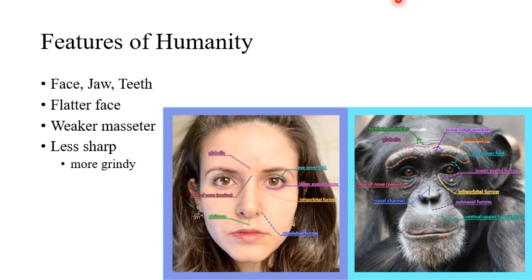Grinding, which also reflected our change to a more omnivorous diet. And this was likely, fire actually probably helped drive this as well, because it just makes the meat more tender and easier to use.